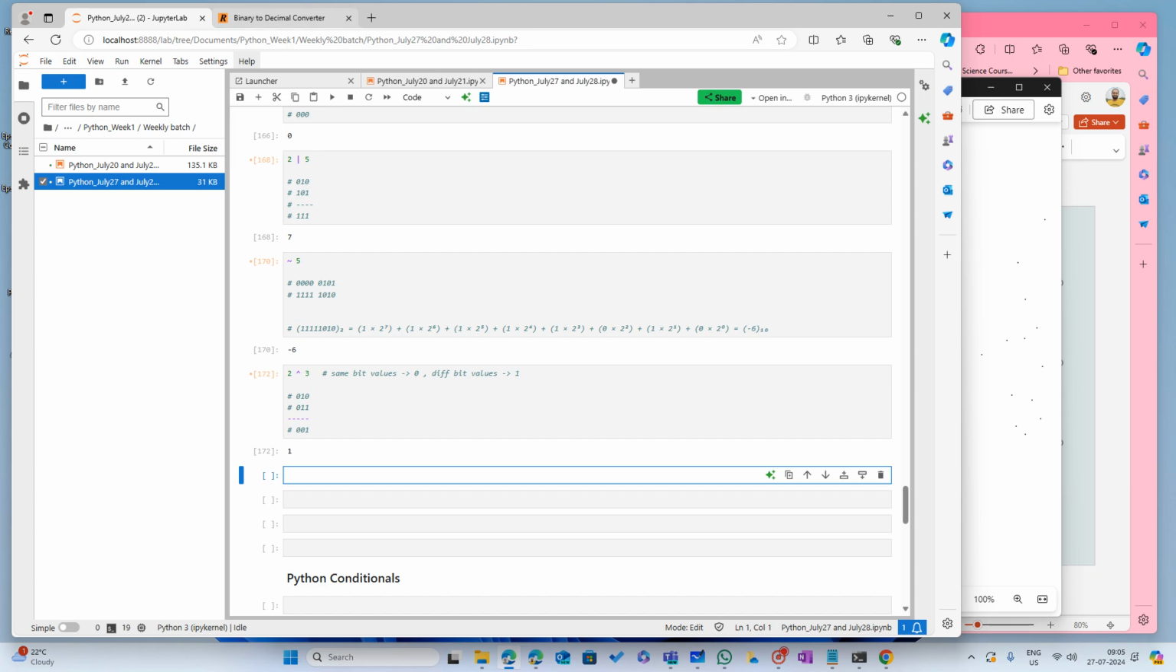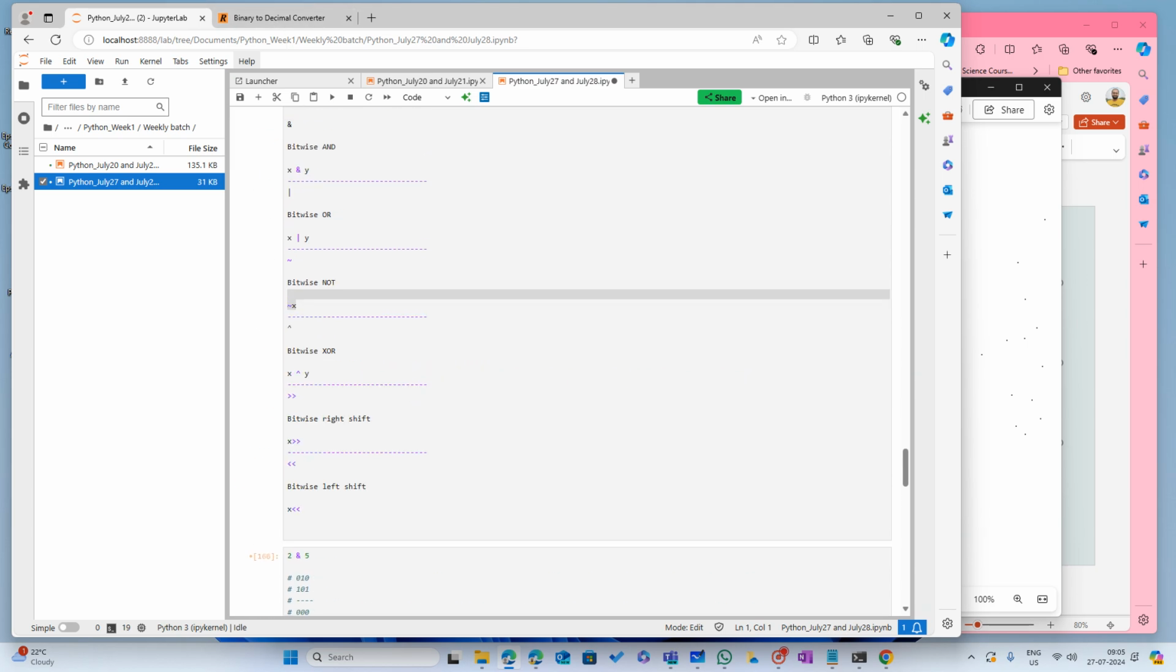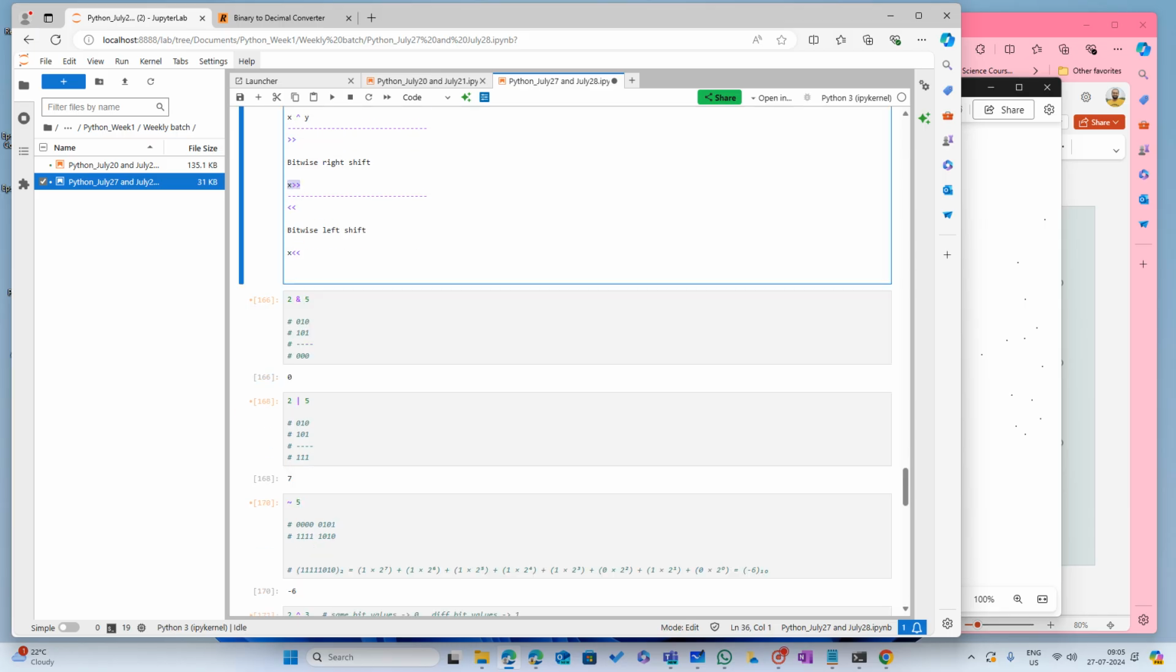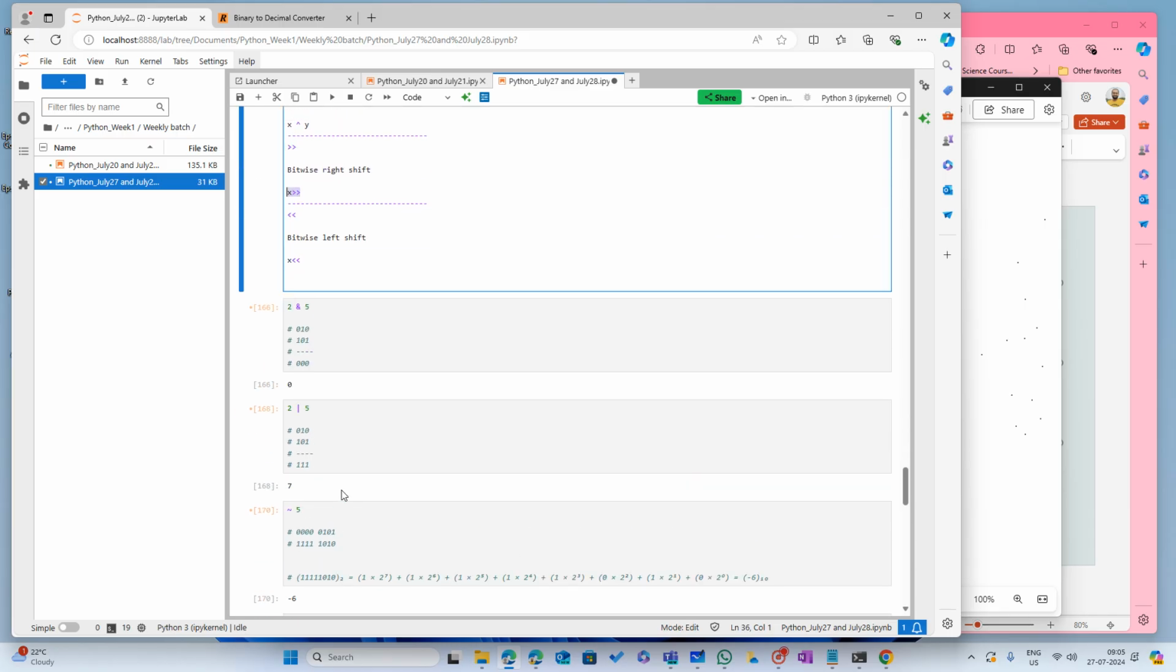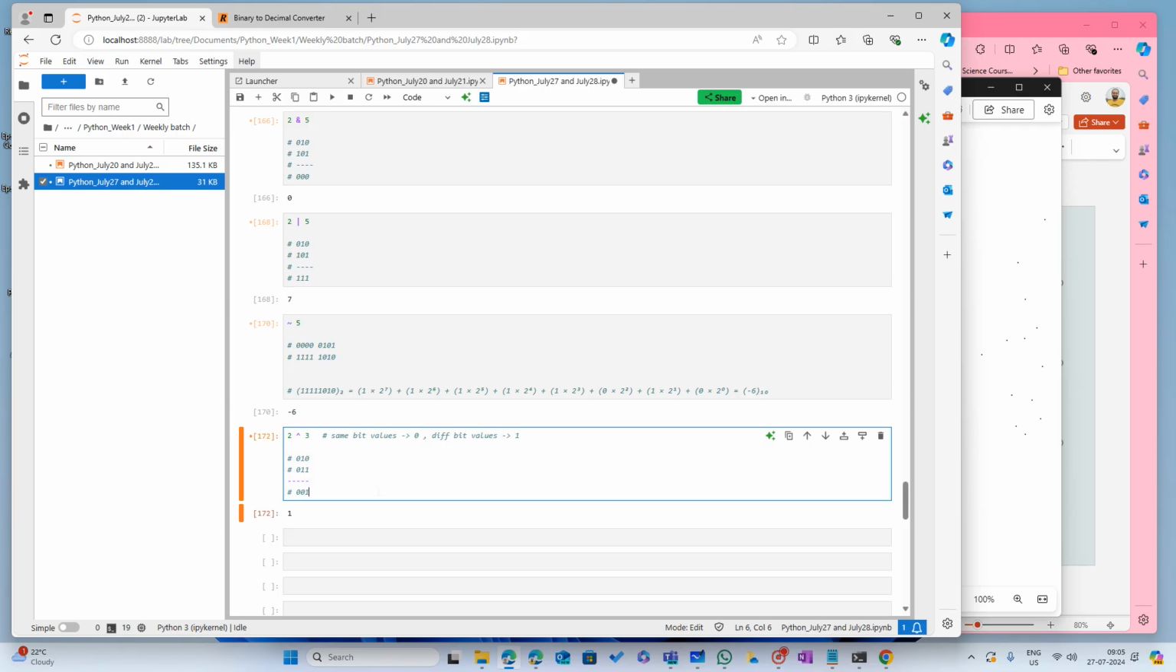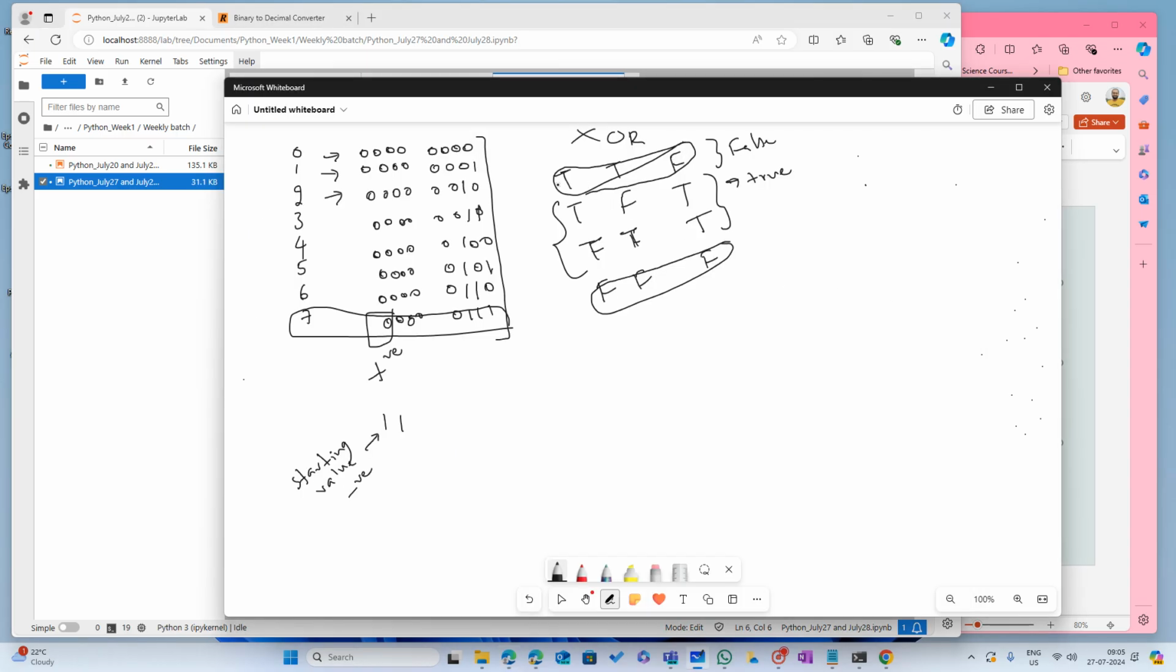Okay, the next operator is the shift operator. Is this pulling out the remainder, like 2 divided by 3? No, no, no, XOR is not that. See, XOR means if you have two true values, XOR will give you false. That's the logical gate. That's how it has been designed.